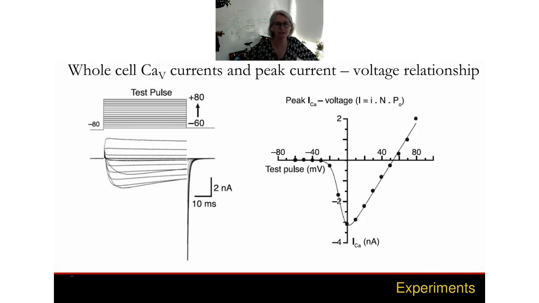voltage-gated sodium currents. And at any moment in time, the calcium current is going to be a function of the single channel current amplitude, the number of channels that are present and available to be opened, and the channel open probability. So this would be the calcium current-voltage relationship.